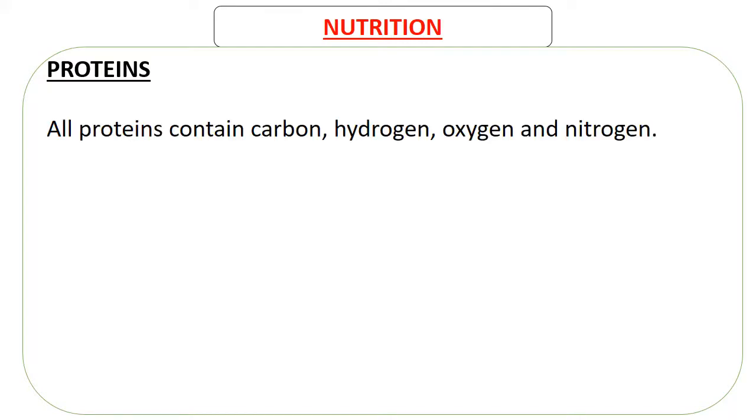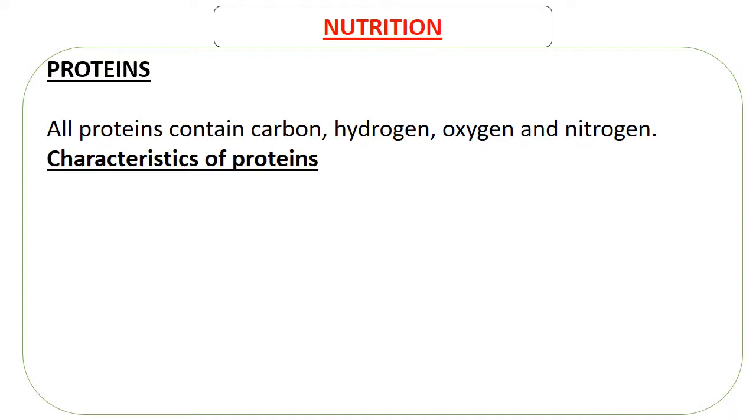The next type of nutrients we're going to start are called proteins. So what are proteins? Proteins are made of carbon, hydrogen, oxygen, and nitrogen. Lipids are made of carbon, hydrogen, and oxygen, but proteins have nitrogen. I want you to remember this. Nitrogen is very important in the formation of proteins because it's part of the proteins.